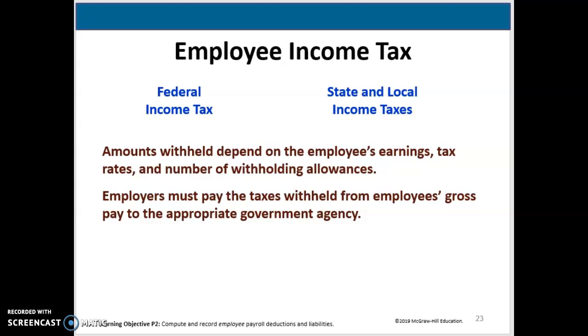So we are withholding it every week. We're not paying it every week though. So we set it up in a liability account that we're going to pay out in the future.